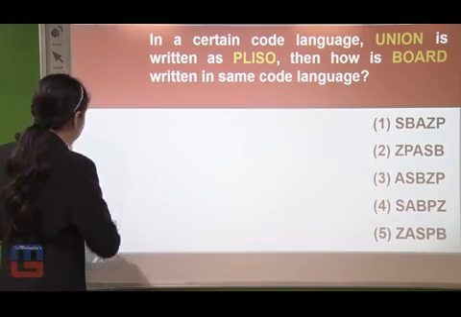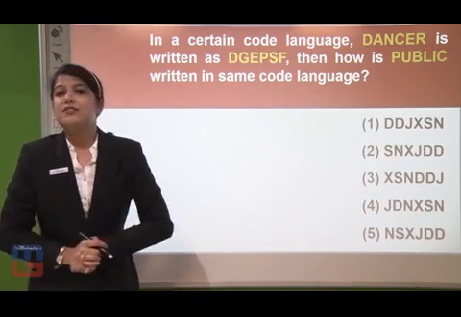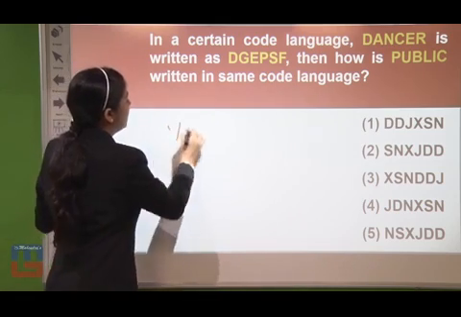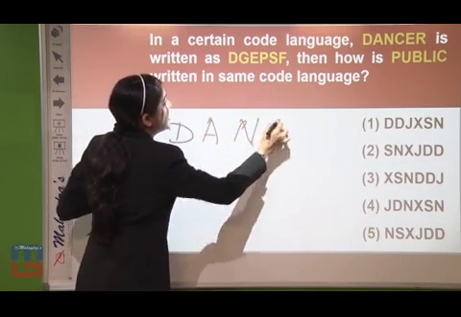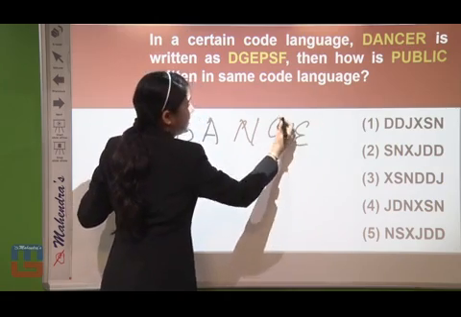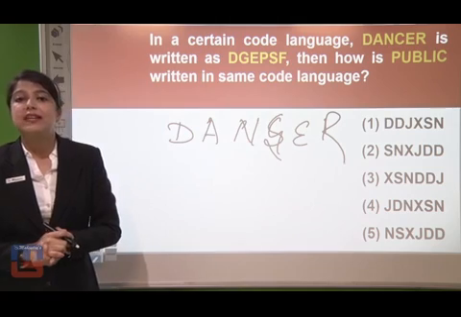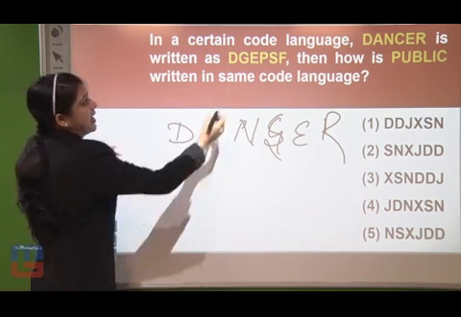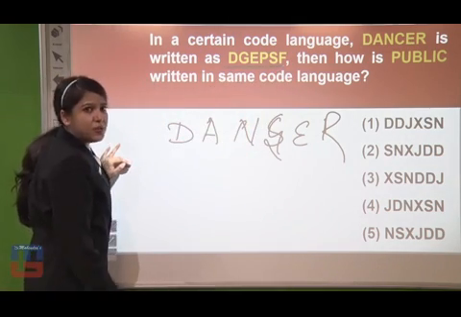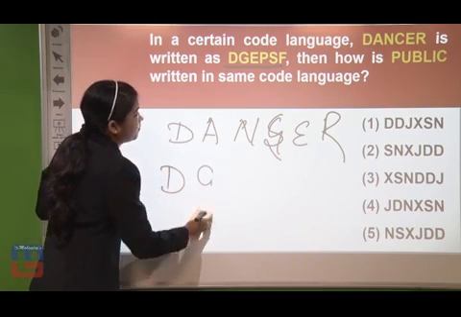Now moving further with the next part. DANCER's code has been given as DGEPSF. Now, DANCER has been written with DGEPSF. Again, these are the 6 letters which have to be related. No problem to look upon.